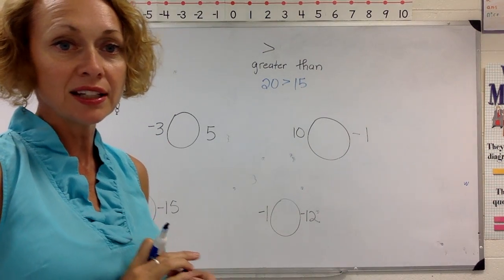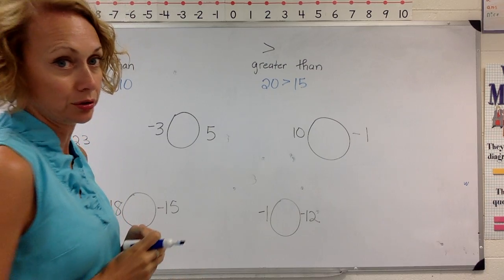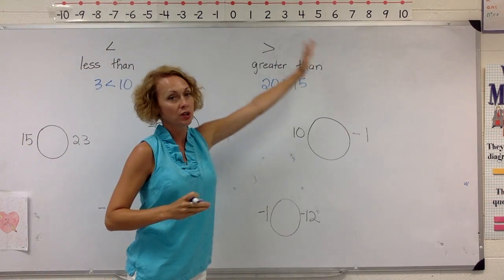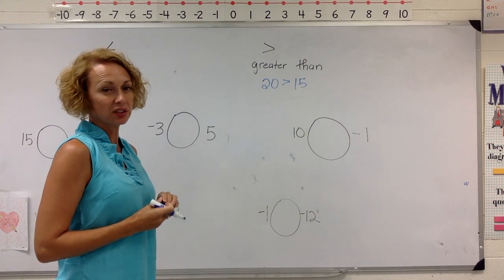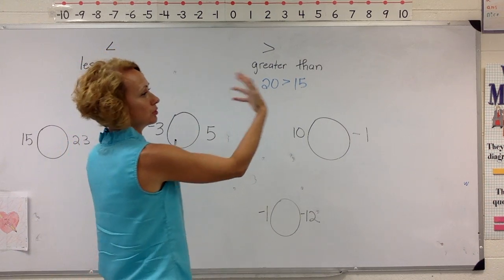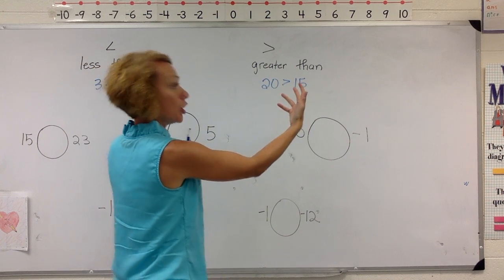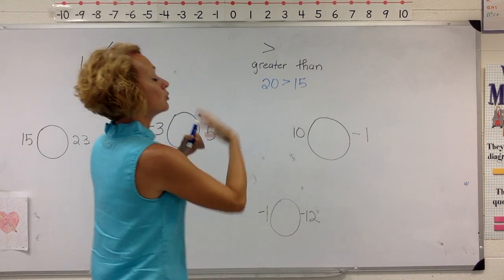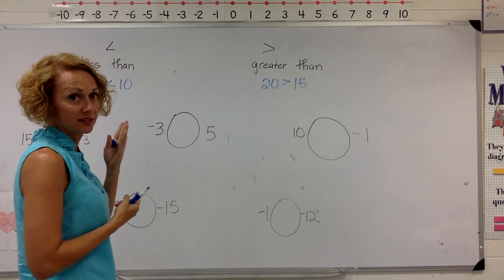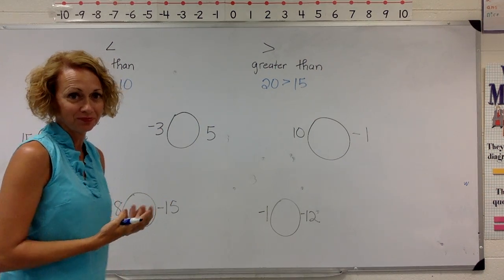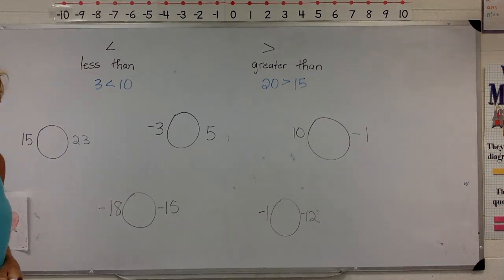So now let's take the idea of what we know about integers. Remember their definition? Whole numbers plus their opposites. And let's compare some. And let's always remember that any number to the right on the number line would be larger than a number that would be to the left of it when you're comparing them. So let's just go through some various examples and let's practice plugging in those symbols.